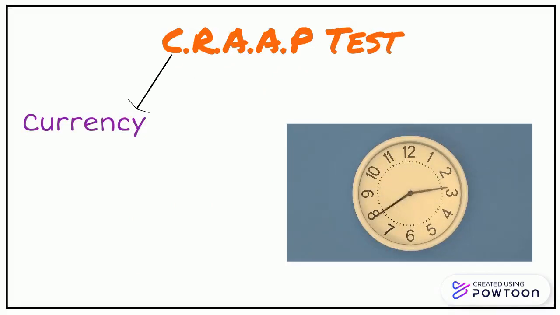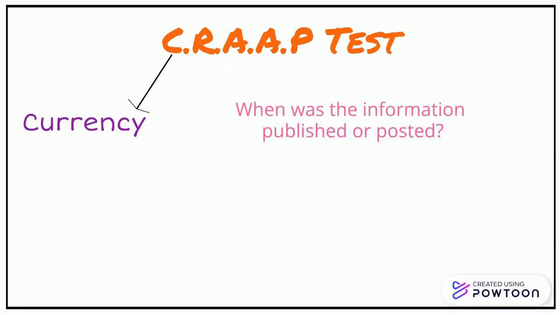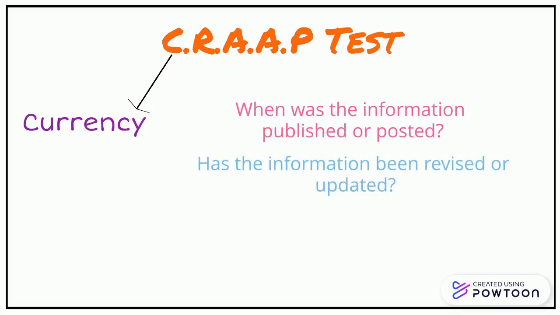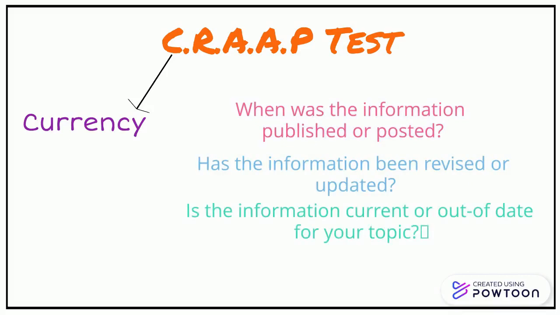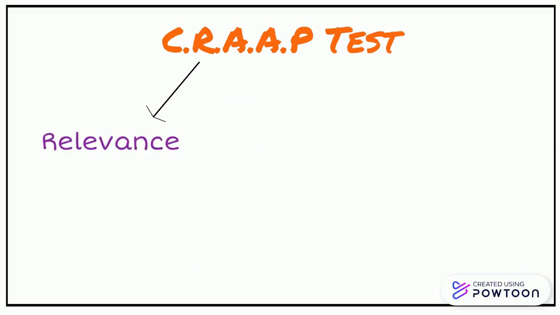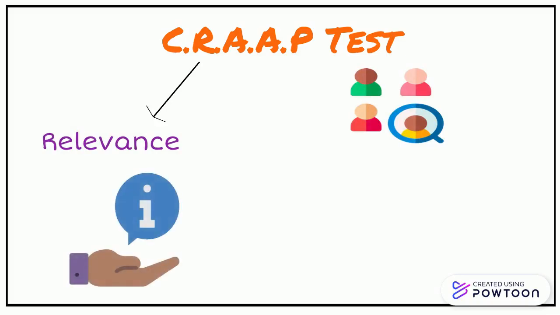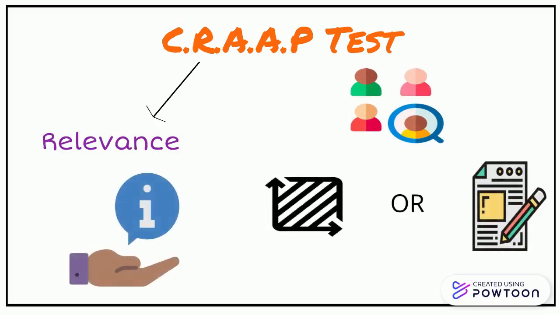That is, when was the information published or posted? Has the information been revised or updated? Is the information current or out of date for your topic? Are the links functional? R stands for relevance, that checks if the intended audience is mentioned, how much information is presented. Does it provide superficial treatment or deep analysis?